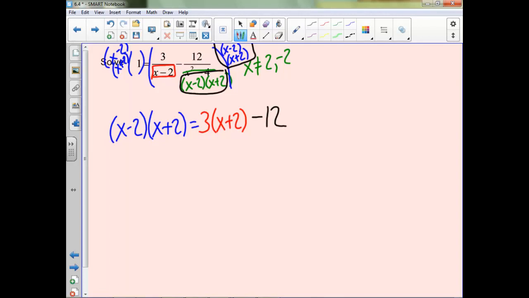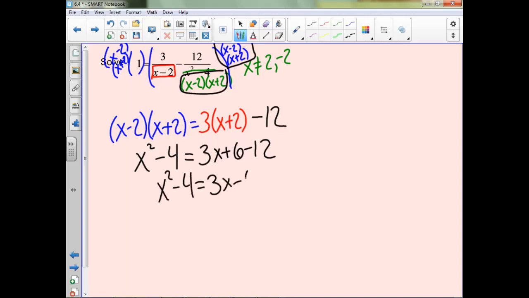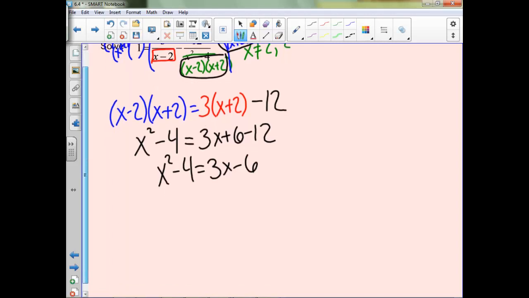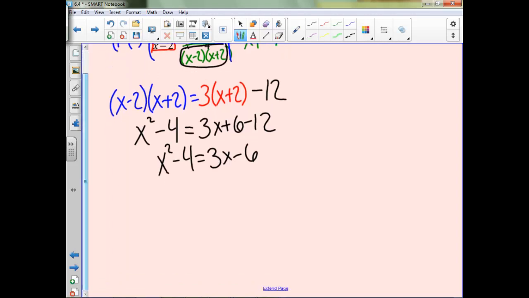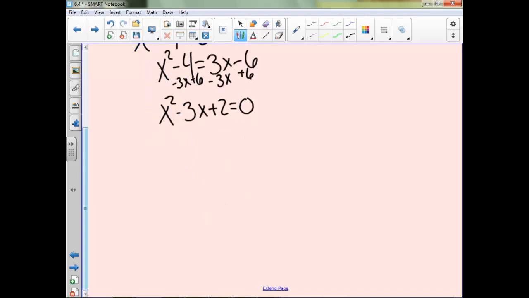And on this left side now, this is actually what we started with. It's a difference of squares. So we know this is x squared minus 4. You can just distribute it out and you'll get the same thing. Since we have a squared term, this is quadratic, we've got to get everything on the same side. And this will factor.